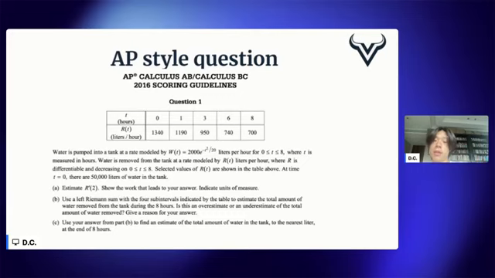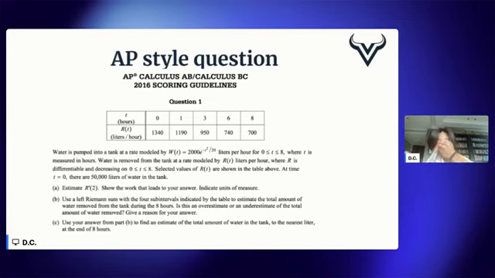This is not about Riemann sums, but obviously you guys learned this, so I put it as part A. And then B, use a left Riemann sum with 4 subintervals, indicated by the table, to estimate the total amount of water removed from the tank during the 8 hours. Is this an overestimate or an underestimate of the total amount of water removed? Give a reason. And then C, use your answer from part B to find an estimate of the total amount of water in the tank to the nearest liter at the end of 8 hours.